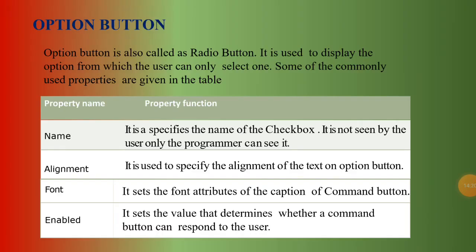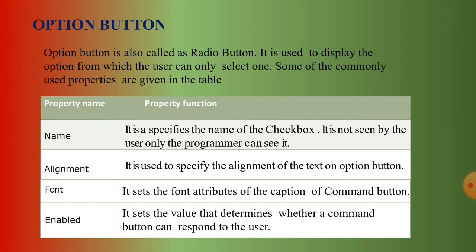Next, option button. The option button is also called a radio button. It is used to display options from which the user can select only one, whereas in the case of a checkbox we can select any number of options. In the case of this option button we can select only one option, either yes or no, true or false, like that. Any one option we must select. So that is the difference between a checkbox control and an option button control.